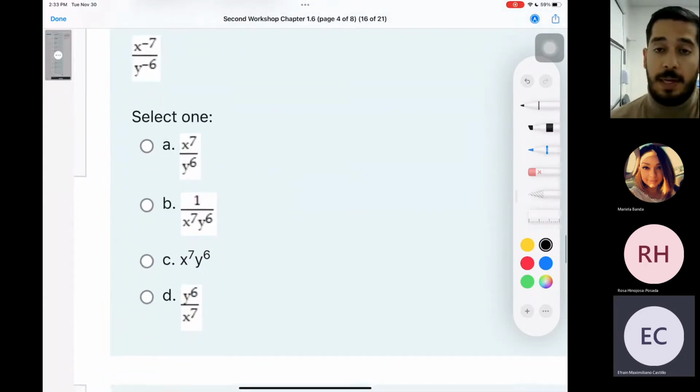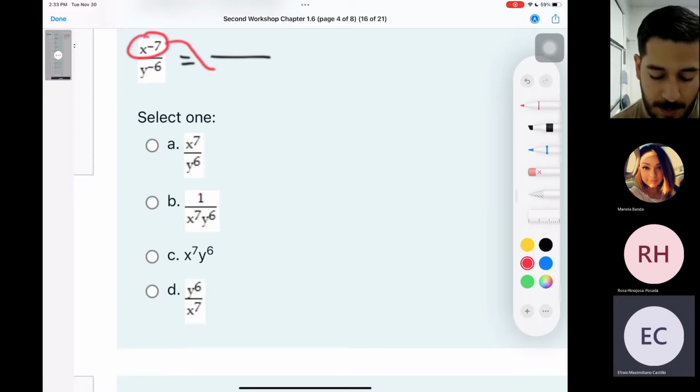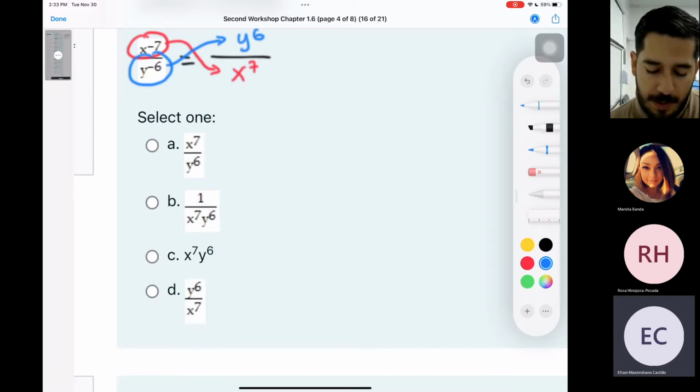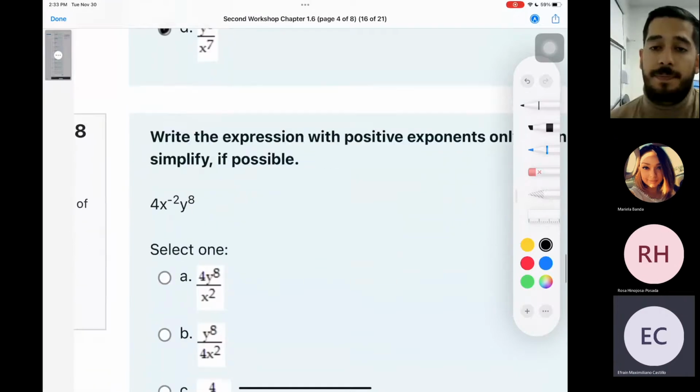Again, negative exponents mean get the reciprocal or send them to the other side of the fraction. The exponent of -7 has to go to the bottom and becomes positive. The exponent of -6 has to go to the top. So what is on the bottom has to be sent to the other side of the fraction. And that should be my result: y to the power of 6 divided by x to the power of 7.